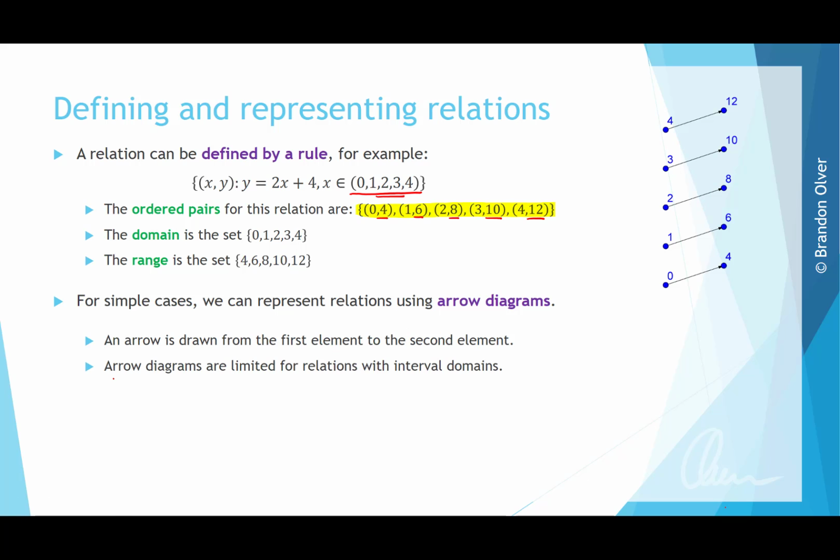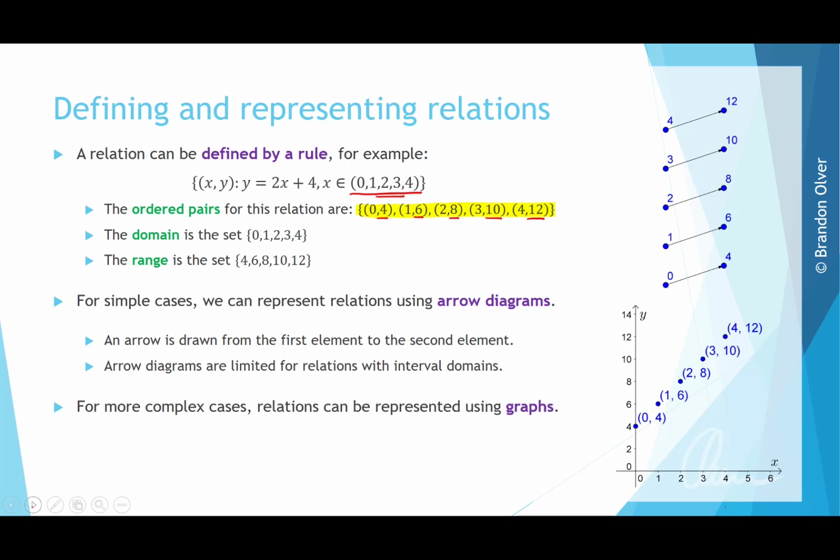For our arrow diagrams, we have an arrow that's drawn from the first element to the second element, and we need to note that arrow diagrams are very limited for relations with an interval domain. So that's where the numbers are continuous between 2 points. For more complex cases where we do have interval domains, relations can also be represented using a graph.